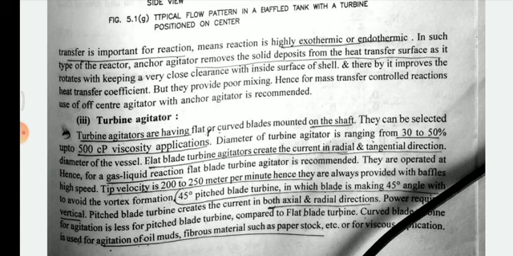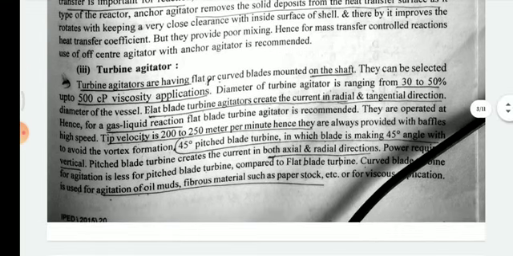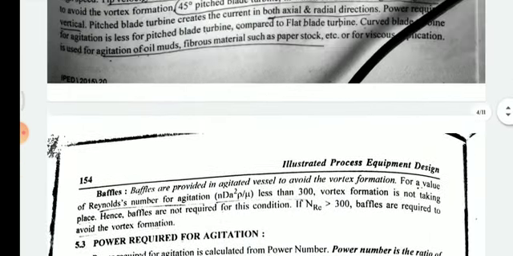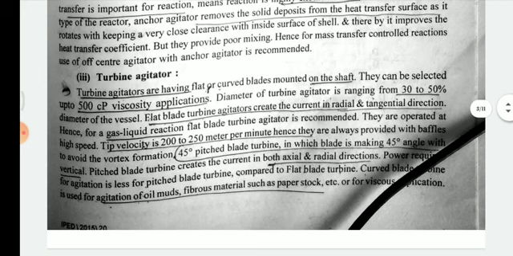Okay, so we are using, second thing, the angular position of the impeller, or the second one is the off center. Also we can improve the mixing. We are using flow current, radial flow current.